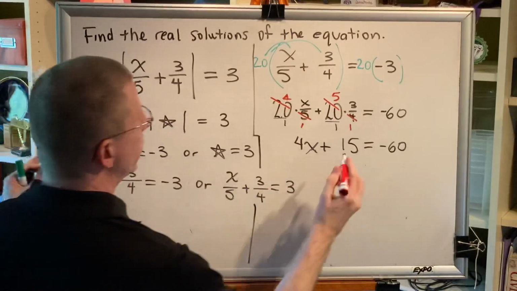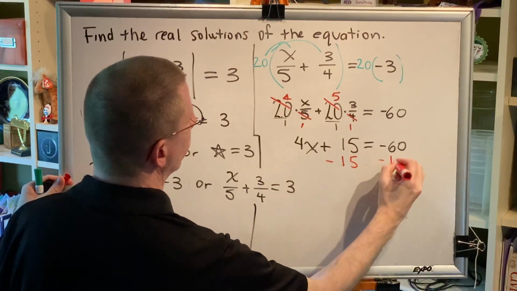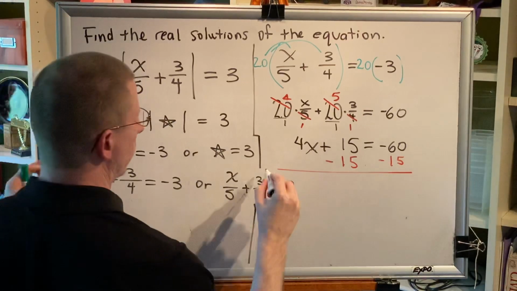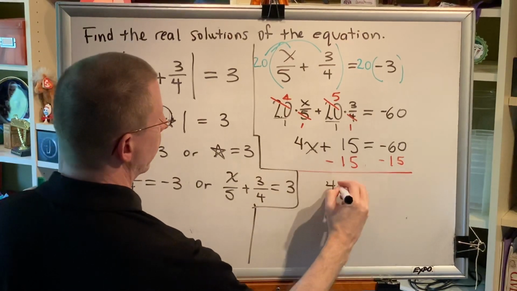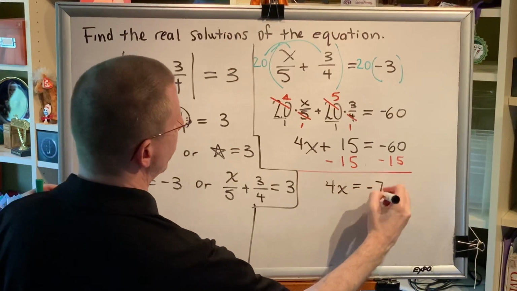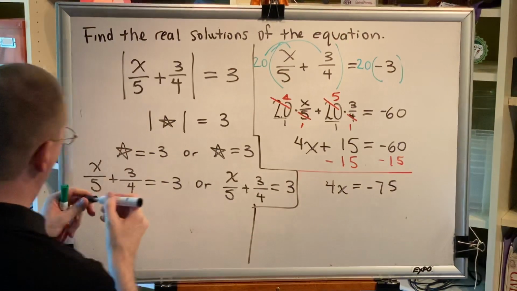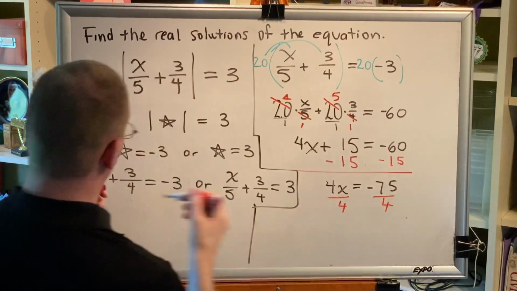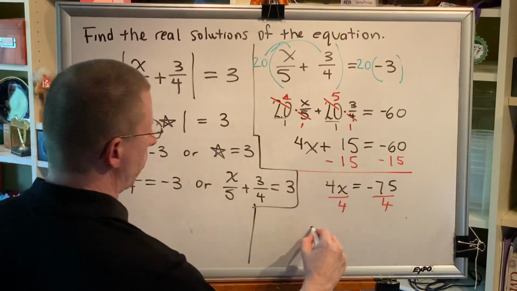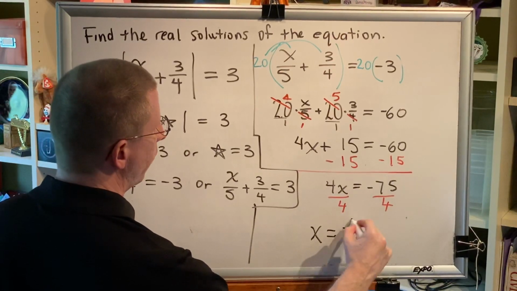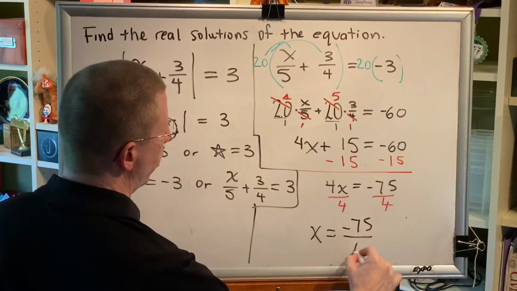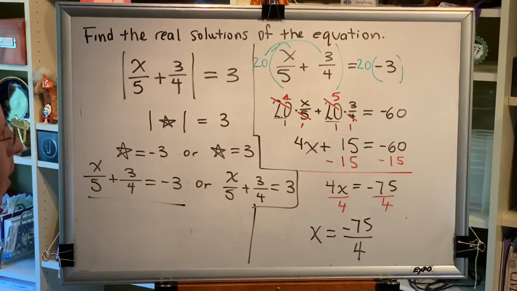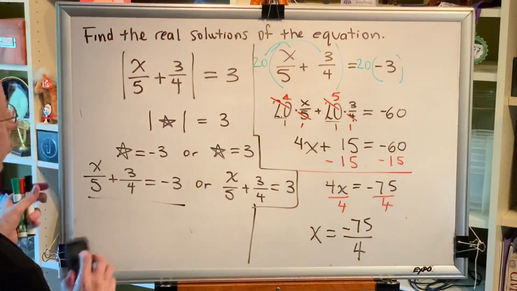Subtract 15 on both sides. 4x equals negative 75. Divide by 4 on both sides. x equals negative 75/4. Now remember, this is the solution to one of our equations. We still have to come up with the solution for the other. So let's do that now.